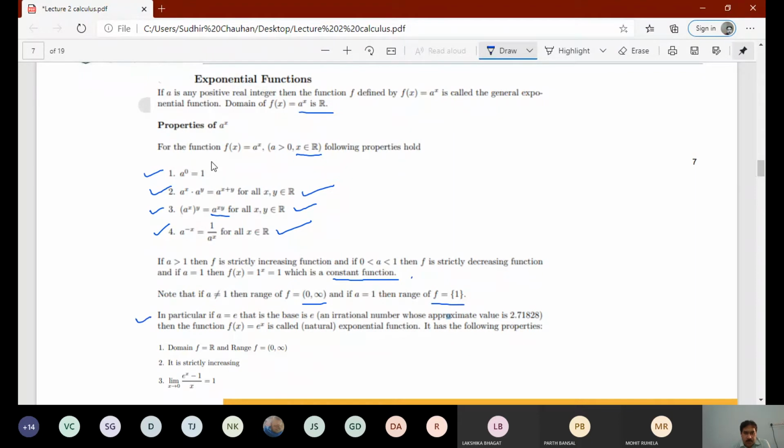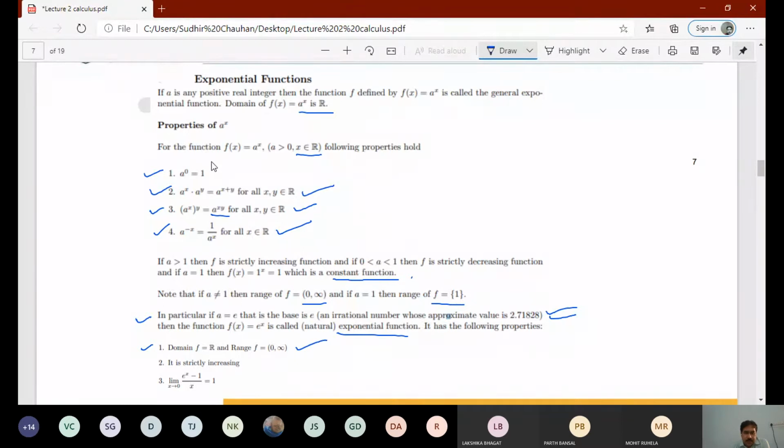Now in particular, if a is equal to e, that is the base e, an irrational number whose approximate value is this, it is also known as Euler number, or you can say Napier number. So e is approximately equal to 2.71828. Then the function f(x) is equal to e raised to power x is called the natural exponential function. It has the following properties. The domain of this function is R, and the range of f is 0 to infinity.